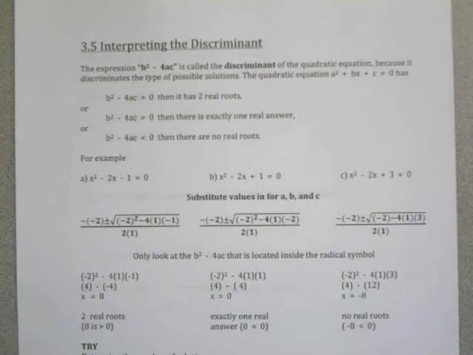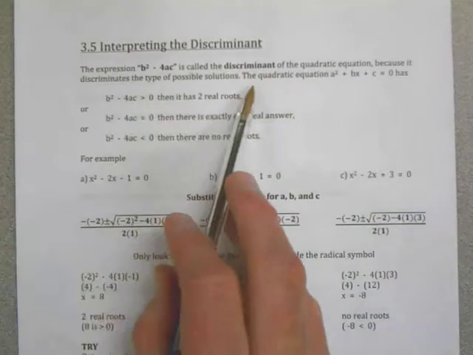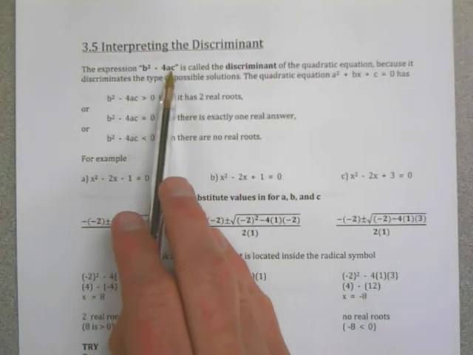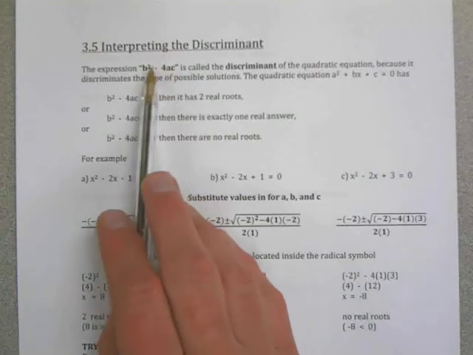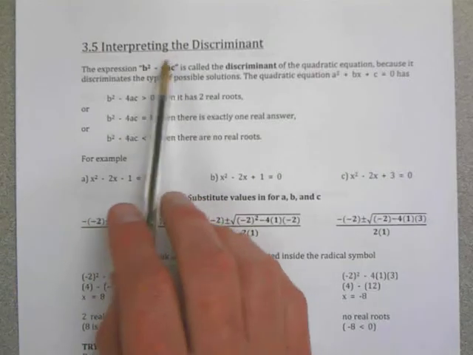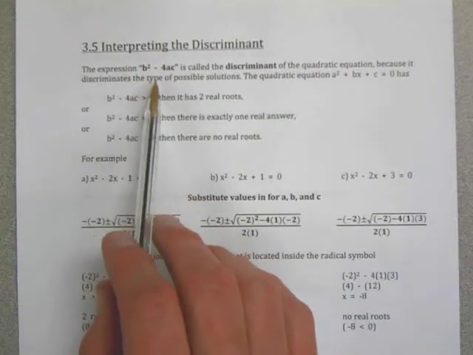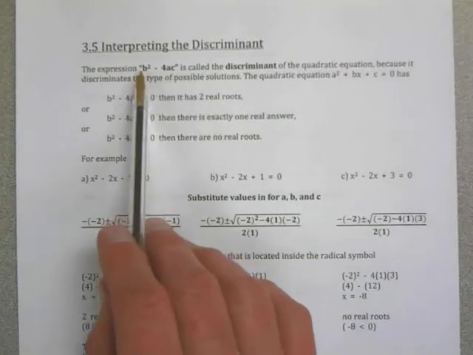So this last part of Unit 3, which is 3.5, interpreting the discriminant. In other words, how many answers there are for each question, each quadratic equation. So there's just a formula you work with, and the discriminant is b squared minus 4ac. That's all you're going to work with. You're not going to work with the square root symbol or the b on the outside or the 2a underneath. You're just going to work with this.